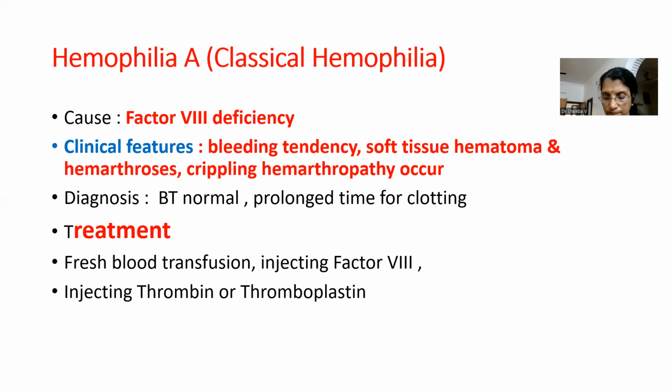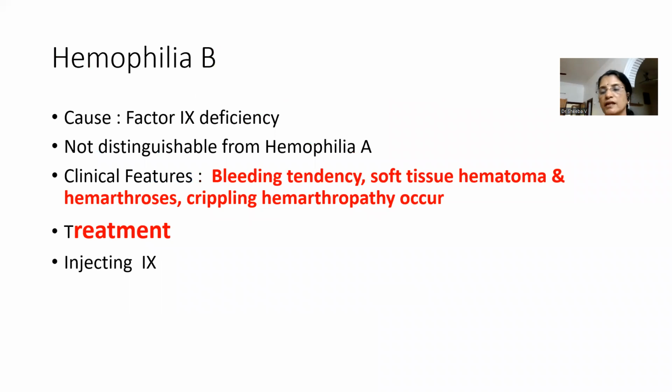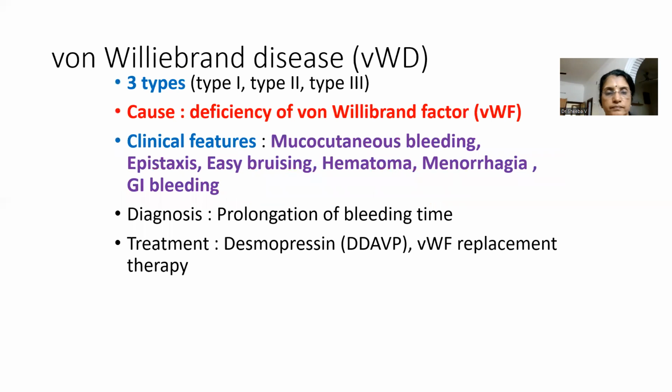Then hemophilia B, that's factor 9 deficiency or Christmas factor deficiency. The clinical features are the same: the bleeding tendency, soft tissue hematoma, like that. But this is not as common as hemophilia A. Treatment is the injection of factor 9 or fresh blood transfusion.